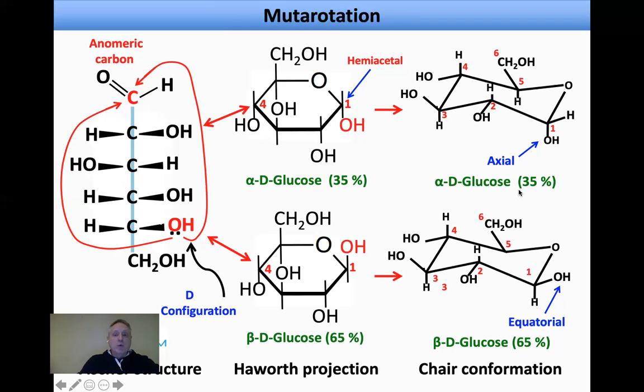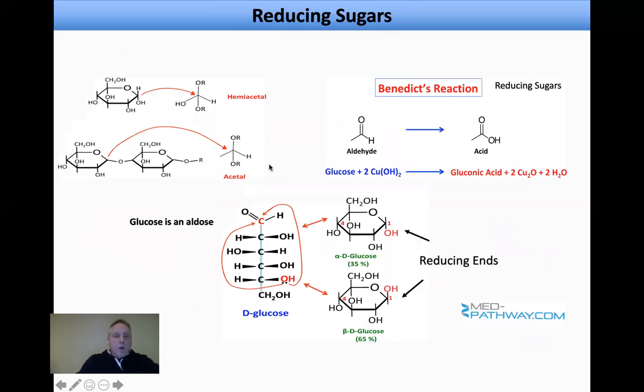And that equilibrium will be about 35% alpha D and 65% beta D, because the reason why beta D is more favorable is because the large OH is in the equatorial position, and that creates less steric hindrance than if you're in the alpha, if you're in the axial position, excuse me. So what we see then is the concept of mutarotation, where the glucose can open and close and open and close. Now, an important concept that's on the AAMC content outline is the thing called reducing sugars.